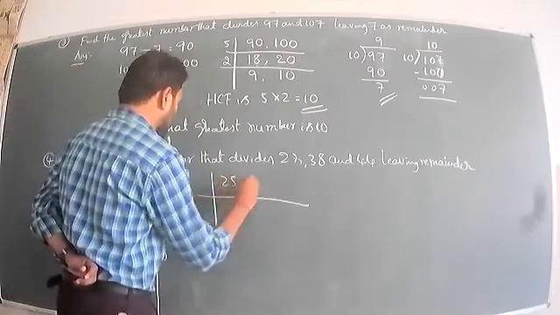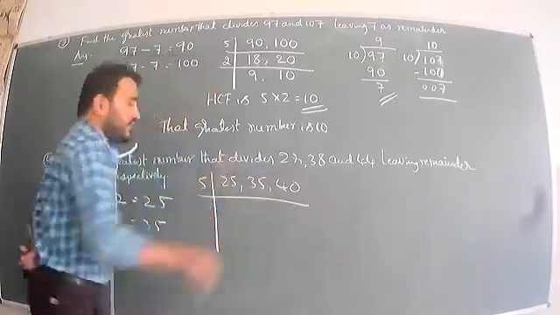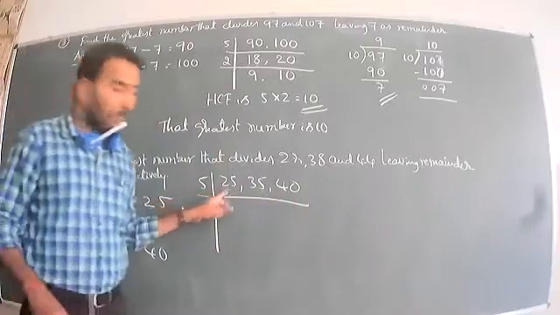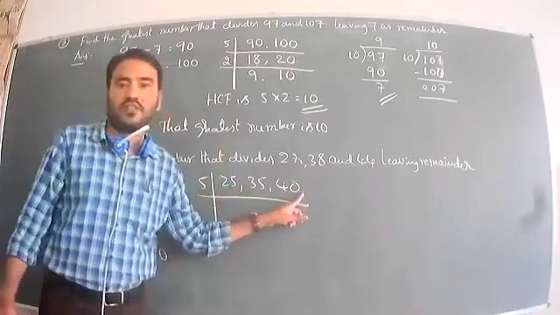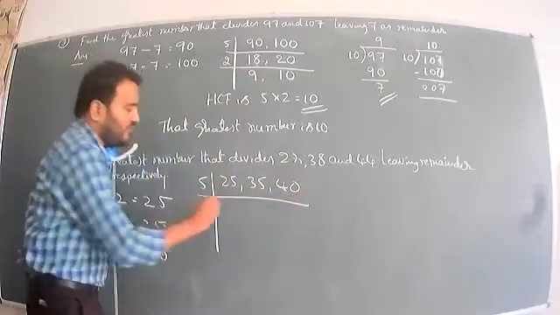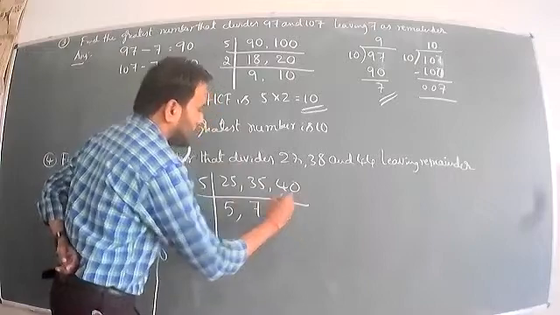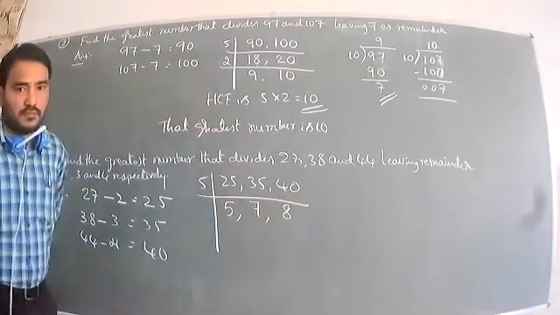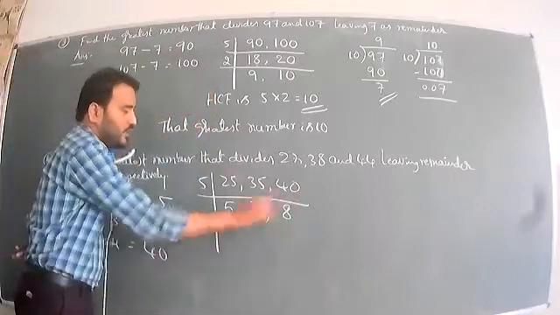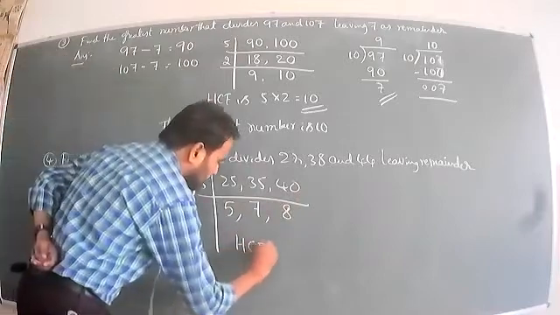25, 35, 40. So can we use 5? Is it right? So 5 here, 5 here, 0 here. 5 or 0 is there in the ones place. It is divisible by 5. Okay. 5 5 the 25. Next 5 7 the 35, 5 8 the 40. Yes. So these numbers are co-prime numbers. We have to stop. What is the HCF? HCF is 5.